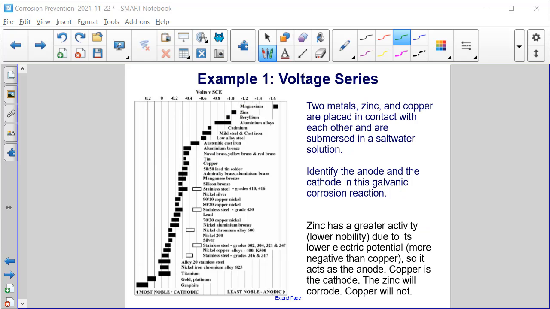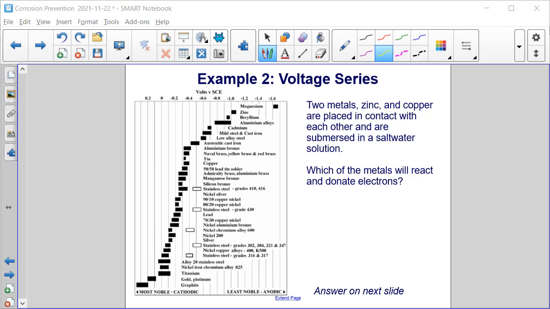Zinc has a greater activity or lower nobility. It is more reactive due to its lower electric potential. When we identified it here, you see its electric potential in this -1 range. So it acts as the anode. Copper is in this -0.2 to -0.4 range, and is the cathode. The zinc will corrode, the copper will not.